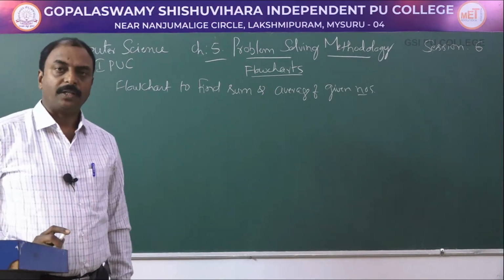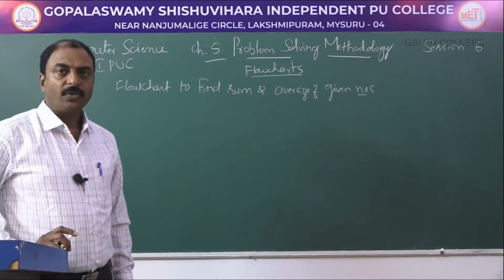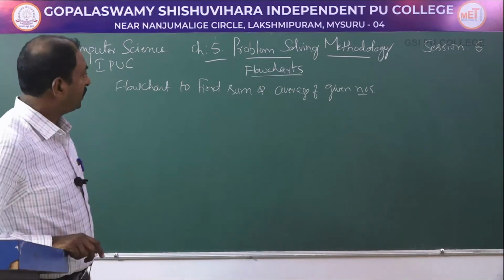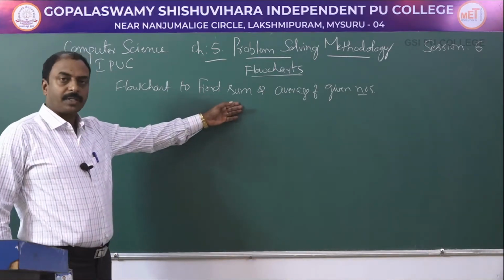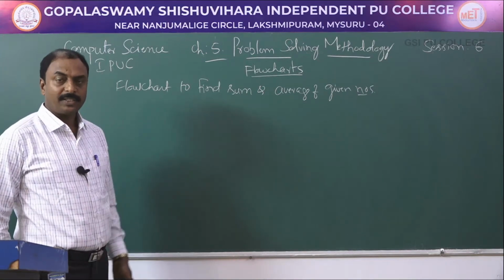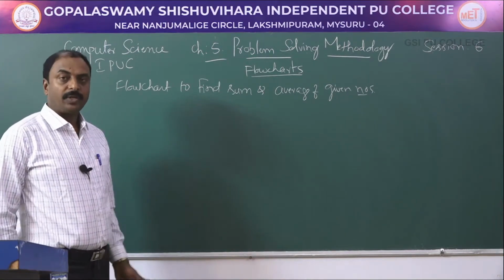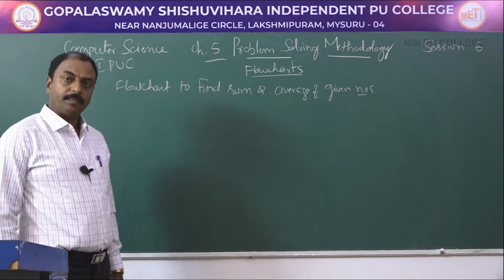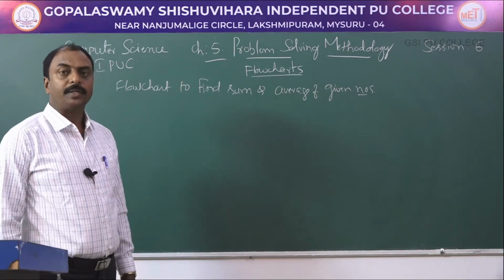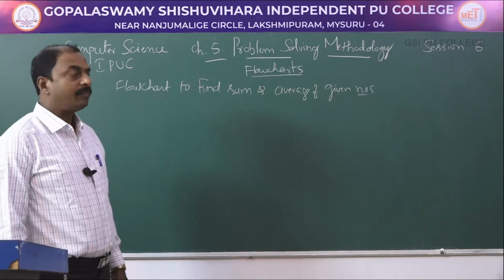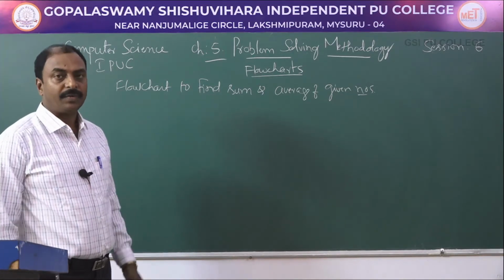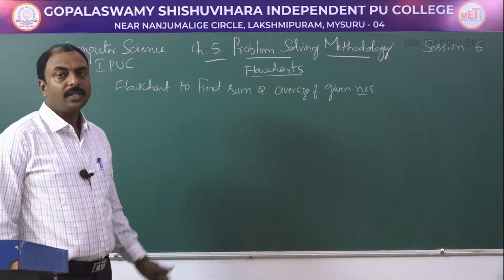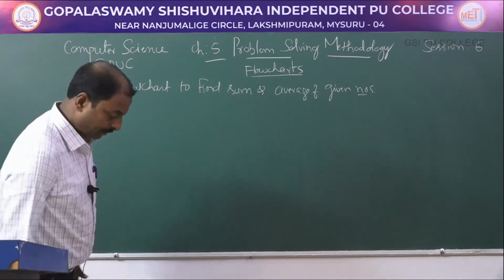Already we had written an algorithm for this. In the algorithm, we had written sum and average of 3 numbers. Here also the logic is the same. First we have to input the numbers, then we have to find the sum. We have to add those numbers, then divide the sum by the number of terms, how many numbers we have entered. Then we have to print both sum and average. That is the logic of this flowchart. Now let us start writing the flowchart for the same.